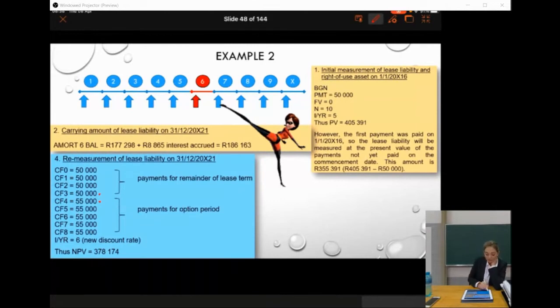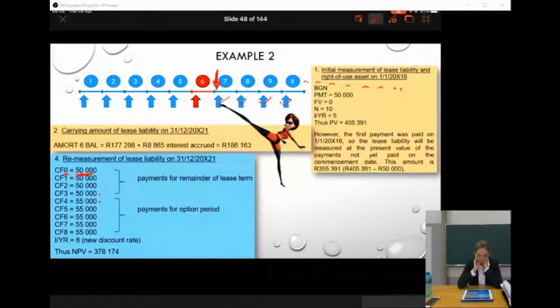Now again, remember, because it's payable in advance, your first 50,000 should be cash flow 0 because it's going to be paid on the next day. So on the first day of year 7, we are going to make that payment. And then these payments are going to be the 50,000 payments. And then for the extended period, we are going to pay 5 payments of 55,000. We use a new interest rate, and that gives us our new net present value.